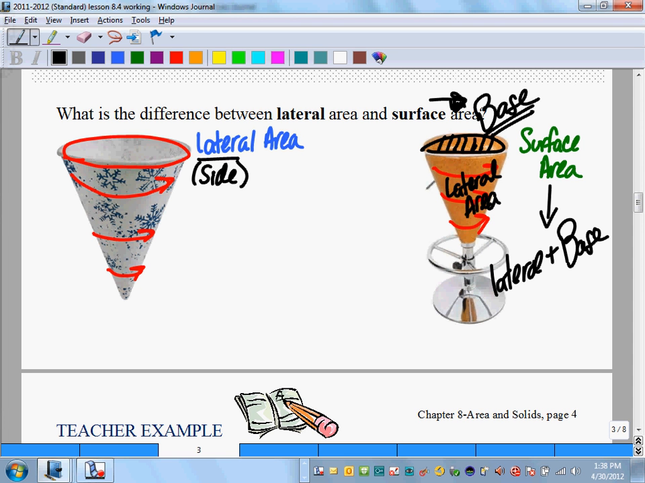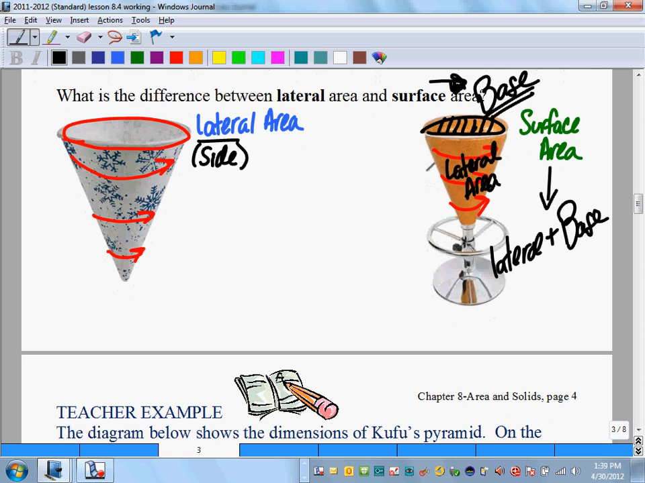We're going to do one problem together, and then you guys are on your own the rest of the period.